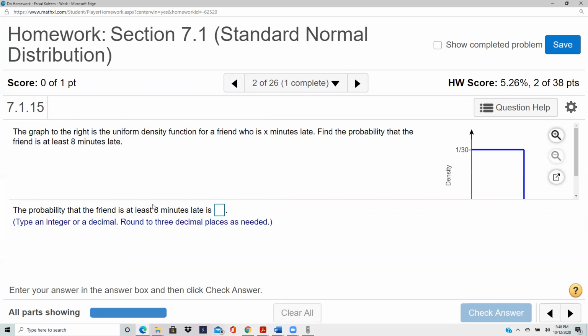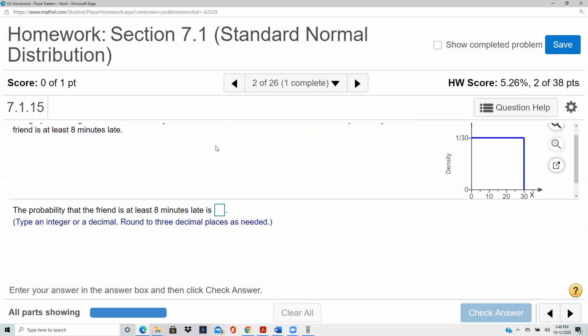The graph to the right is uniform density for a friend who's X minutes late. Find the probability that the friend is at least 8 minutes late. Now, at least 8 means, 8 would be somewhere here. At least 8 means 8 or more. So you would see the difference between 8 and the final end. So final end is 30.